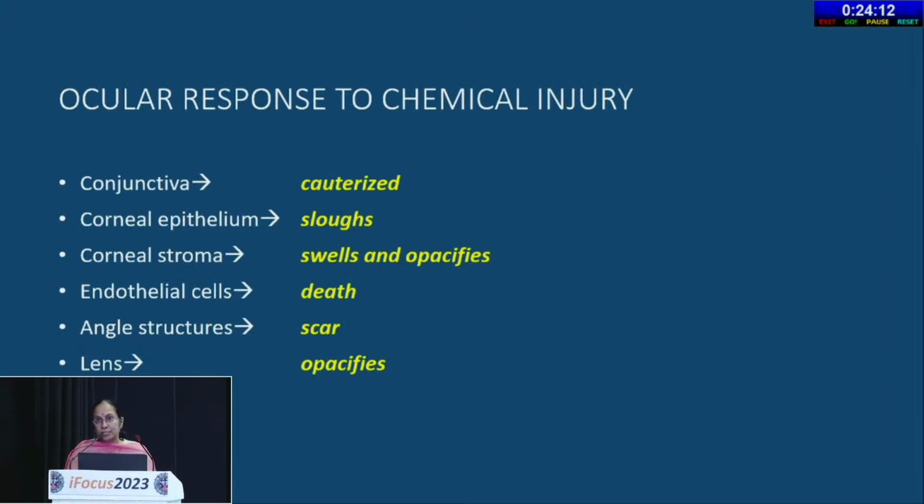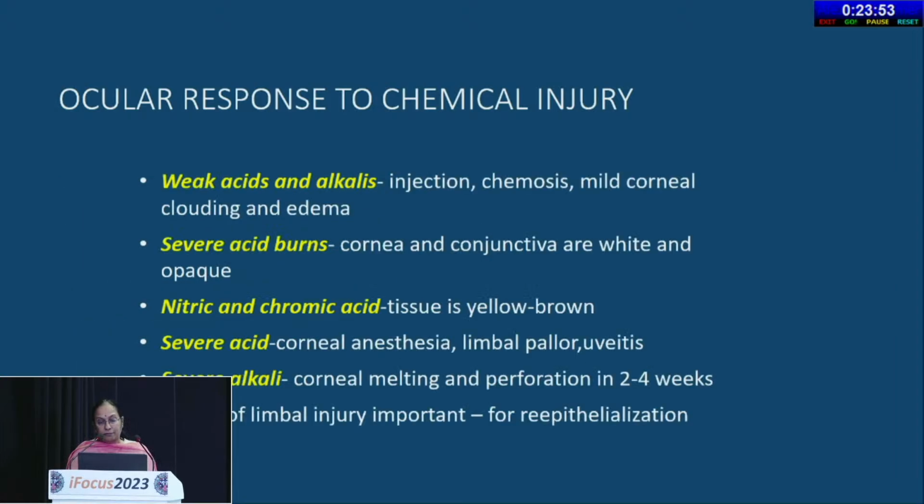Now, the ocular response to chemical injuries. You have seen from Dr. Sangwan's videos how he has treated them, but what has caused the damage? The conjunctiva gets cauterized, the corneal epithelium sloughs, the corneal stroma swells and opacifies, the endothelial cells die, the angle structures scar, and the lens opacifies.